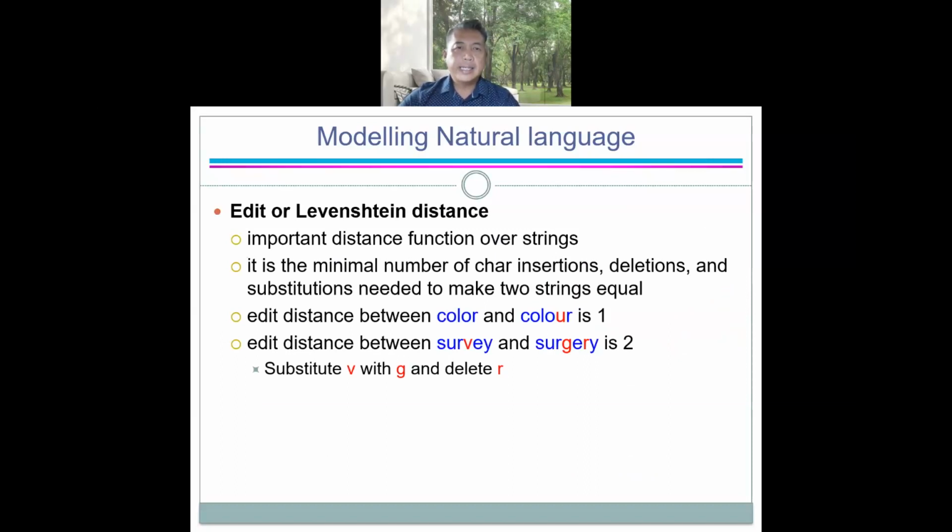We also have the Levenshtein distance, which counts the number of operations that you need to do in order to make them equal. So for example, like this one, the number of operations is 1 because you need to add u. And for this one, the number of operations that you need to do is two. One is to replace v with g, and also you need to delete r. So this is what we call edit or Levenshtein distance.